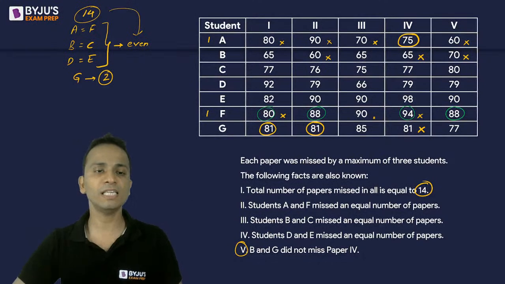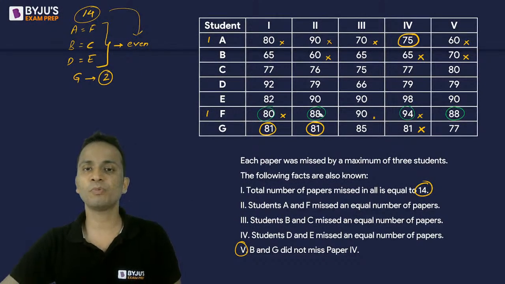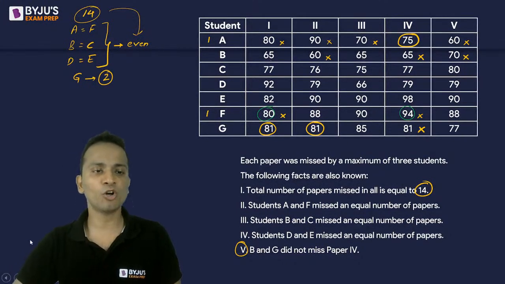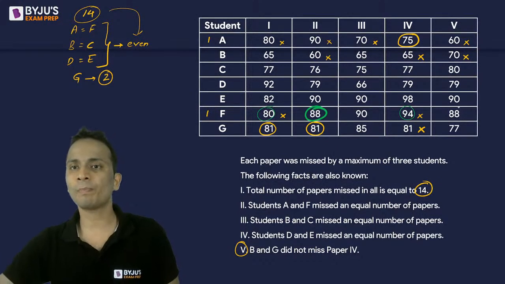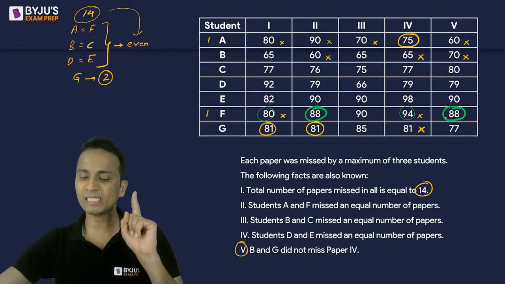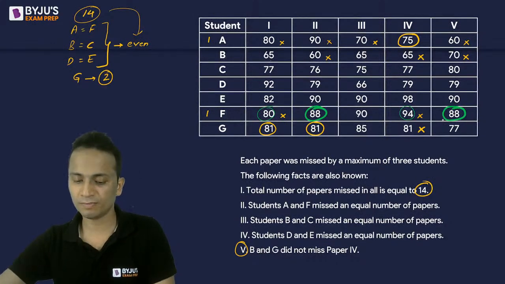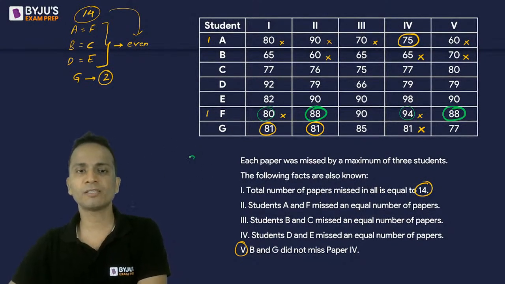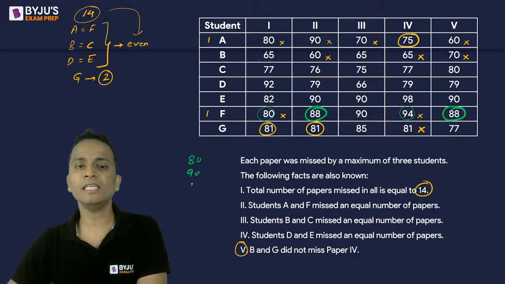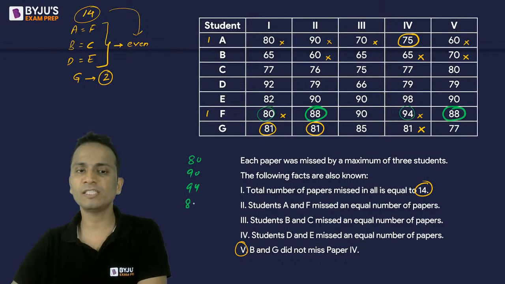Fine. So now I'll assume that F would have missed any one of the papers among paper number 2 and paper number 5. F would have missed only one of these two papers. Okay, right? So the remaining subjects are 80, 90, 94 and one of these 88.